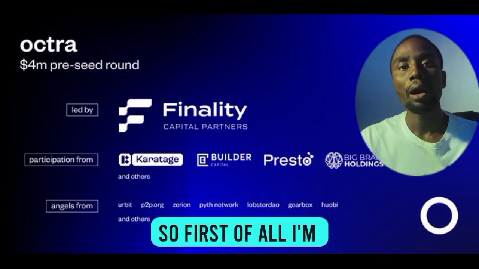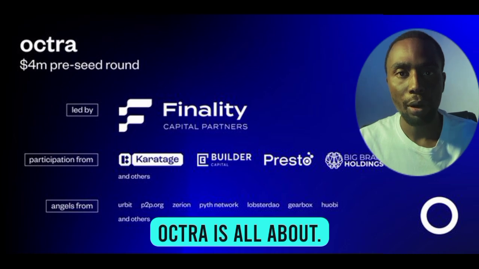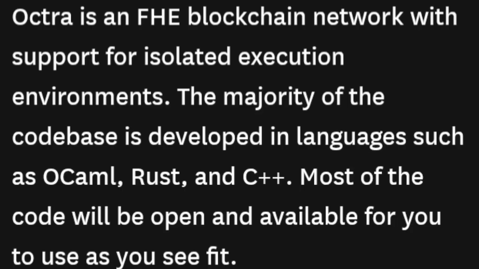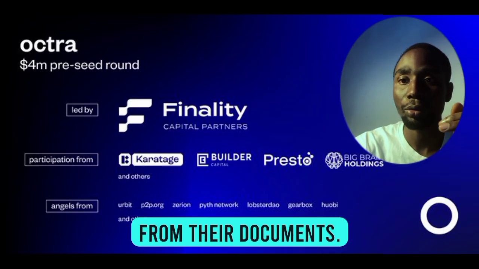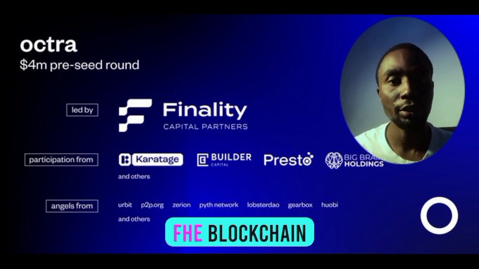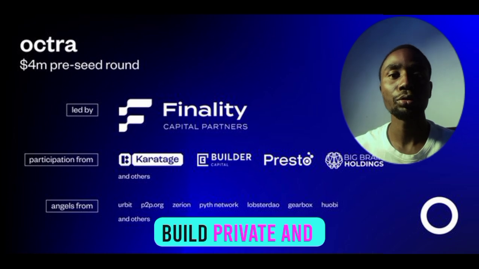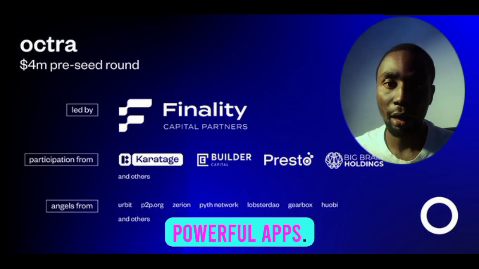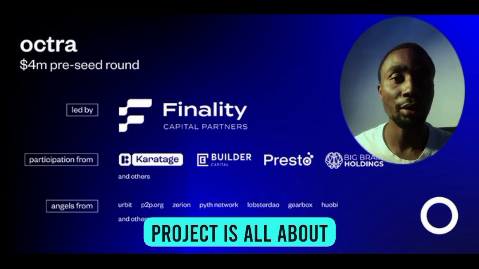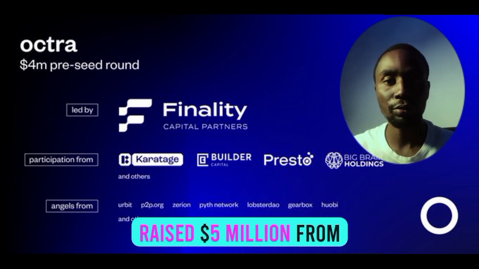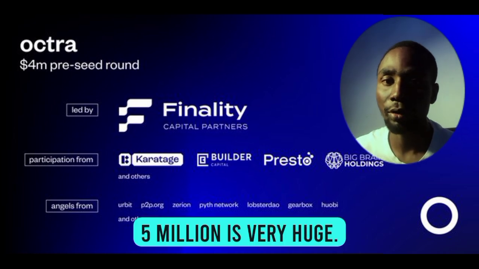First of all, I'm going to tell you what Octra is all about. Octra is an AI blockchain network with support for isolated execution environments. The majority of the code base is developed in languages such as OCaml, Rust, and C++. Most code will be open and available for you to use. I'm reading this from their documentation. In summary, it is an FHE blockchain where developers build private and powerful apps. This is what the project is all about, and recently they raised $5 million from several investors. 5 million is very huge.